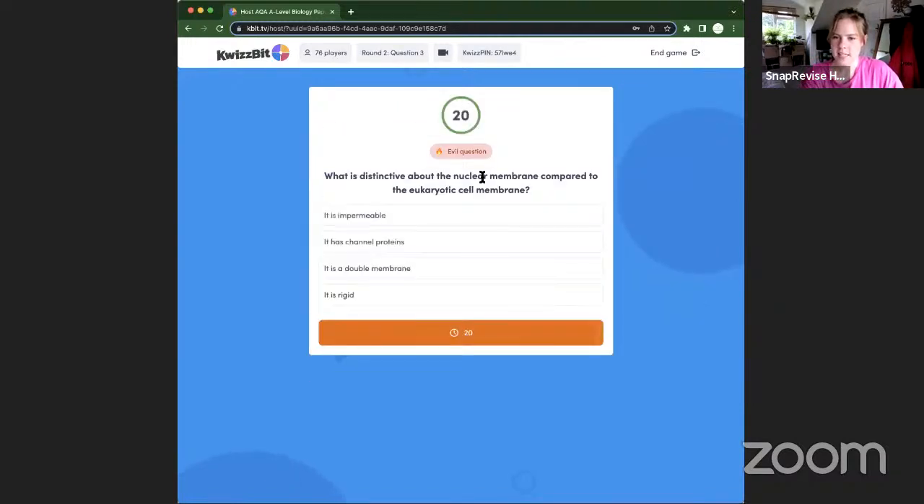Okay, what is distinctive about the nuclear membrane compared to the eukaryotic cell membrane?